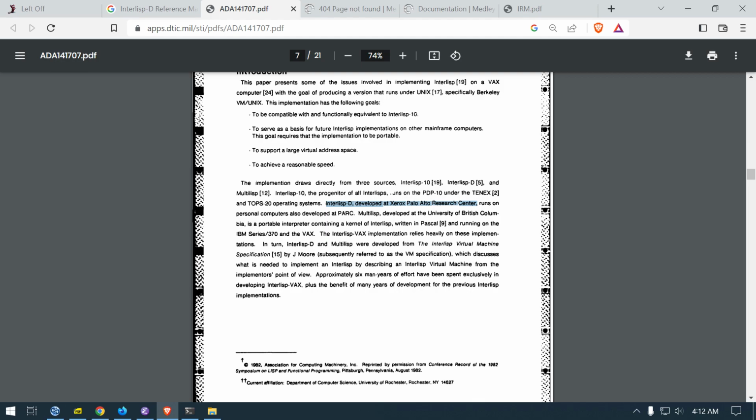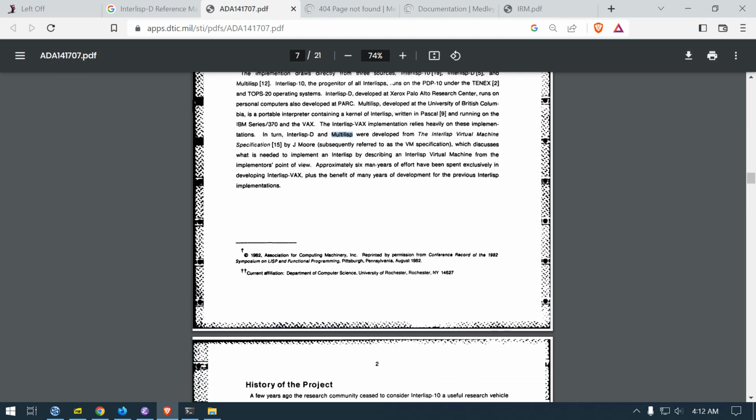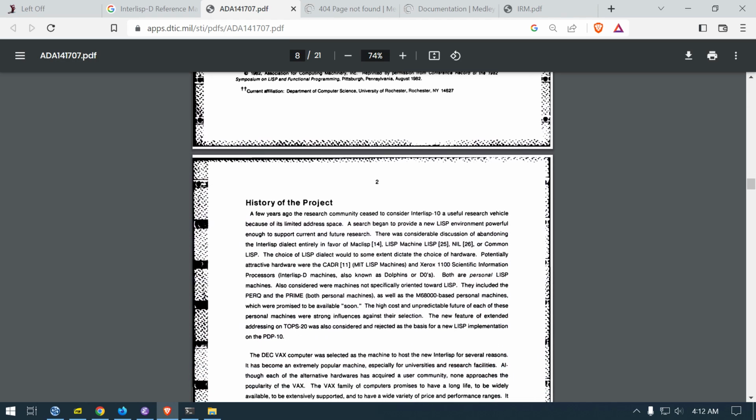And they were trying to, also I want to say, use some of the multi-list stuff. And it's talking about the virtual machine that's running underneath it and stuff like that. It's kind of interesting. And so here's the history of the project, and I guess they're saying the research community ceased to consider Interlisp useful enough for the stuff they were trying to do because it was limited in address space. I guess that's being on the PDP-10.